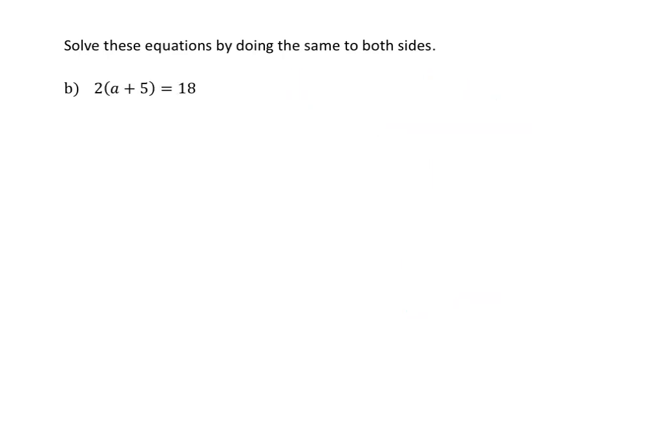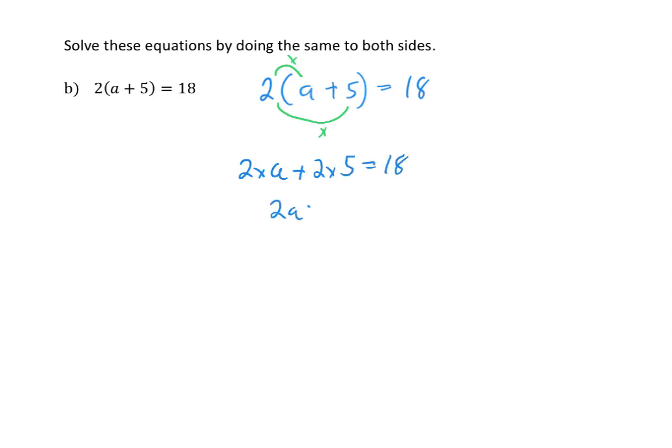In this example, I want to find the value of a when 2 times the quantity a plus 5 is equal to 18. The first thing I need to do is simplify the left-hand side by doing a distribution, multiplying 2 by a and 2 by 5. So 2 times a plus 2 times 5 is going to equal 18. So 2a plus 10 is going to equal 18.